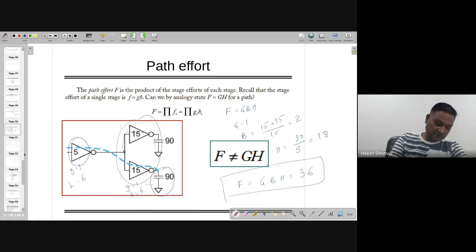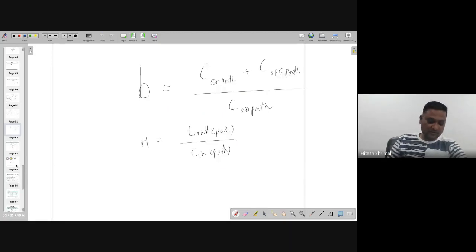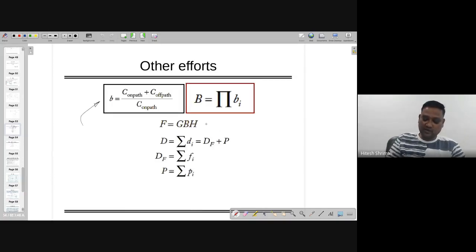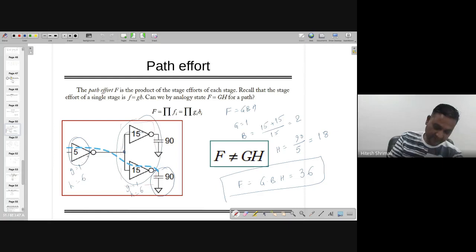And that is what we need to account for as GBH rather than just G times H. So the new value of delay depends on GBH plus P, where all the P has to be added. In this case, if I need to look at the parasitic delay which is going to be added, for this case it's 1 and this case it's 1. So 1 will be there and the answer will be 37.